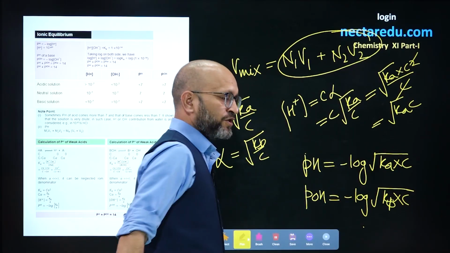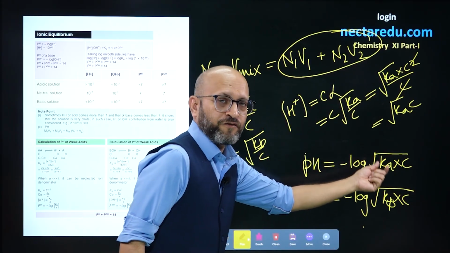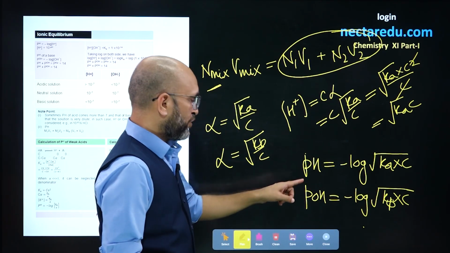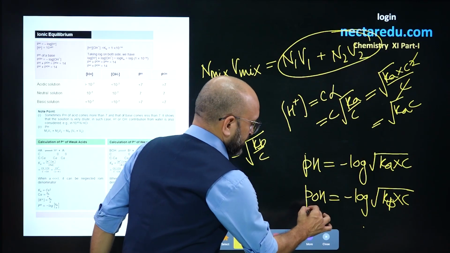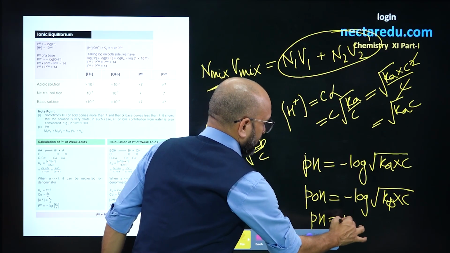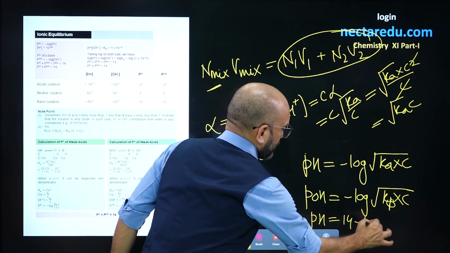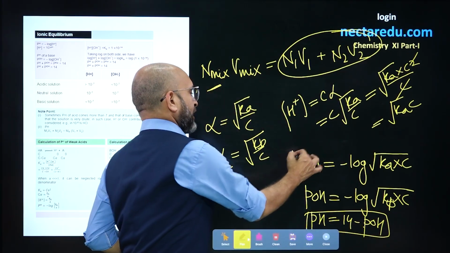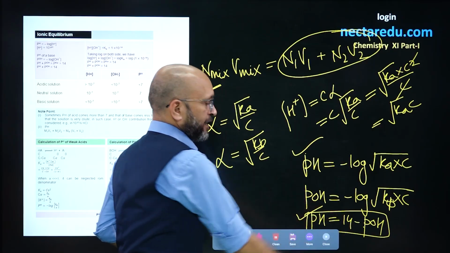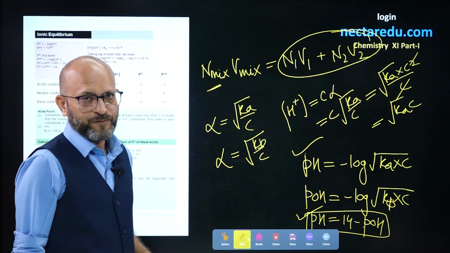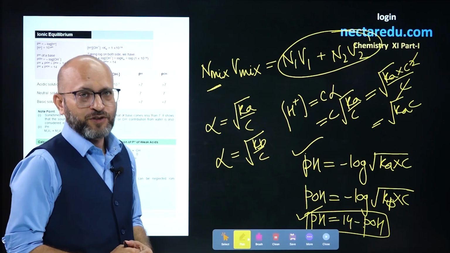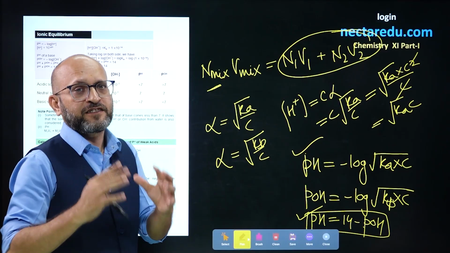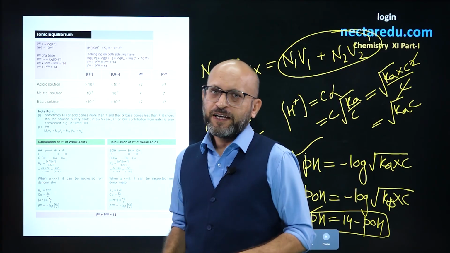where C is concentration, Ka is the dissociation constant of a weak acid, and Kb is the dissociation constant of a weak base. So you know the pOH value for a weak base, you find out pH by using this indirect formula, pH equals 14 minus pOH. So for an acid you will get a direct answer, for a base you will get an indirect answer. So in this manner you can calculate a strong acid pH, a strong base pH, weak acid pH as well as weak base pH.